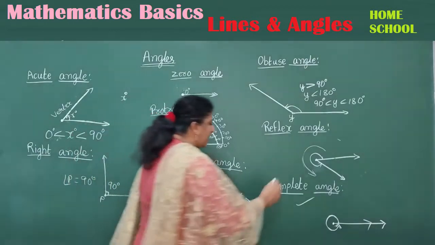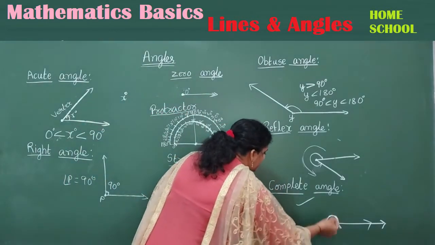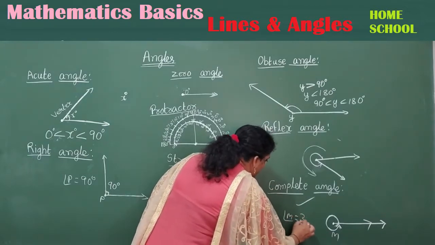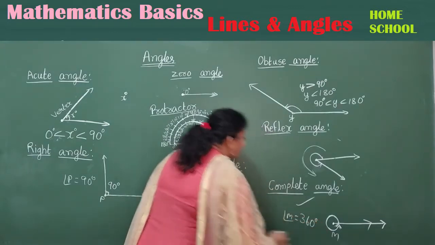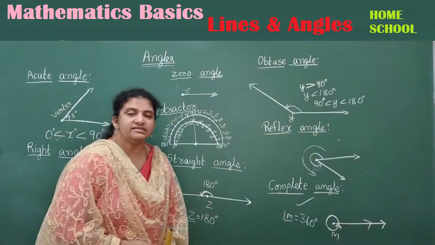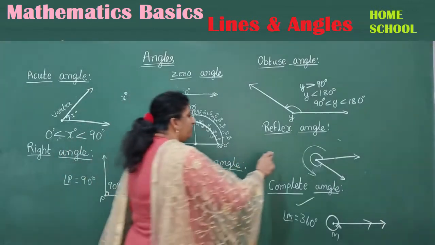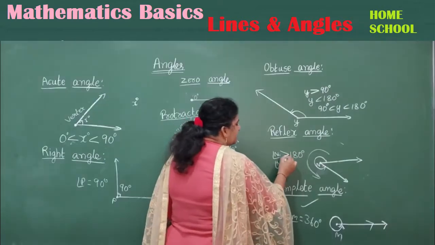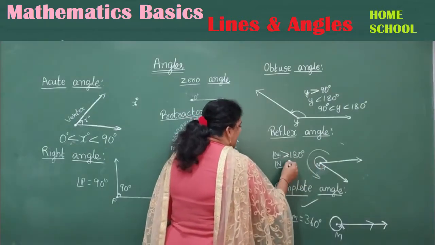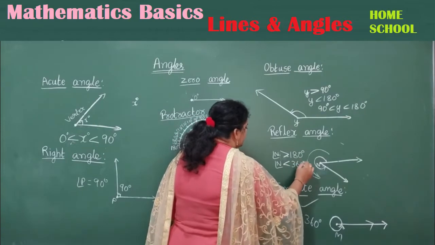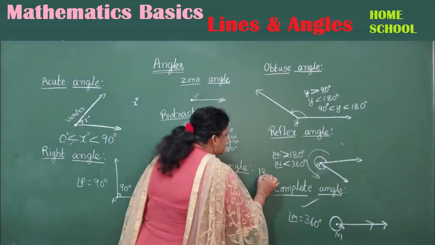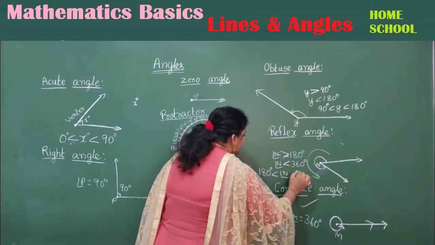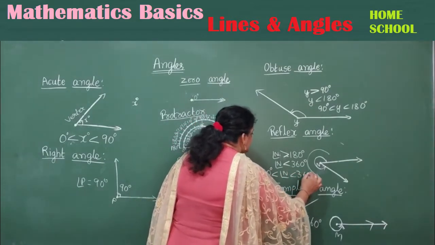What is a complete angle? What will it be, children? So let's take here M. Angle M is equal to 360 degree. Whereas this angle, let's take N. Angle N is greater than 180 and less than 360. How can I write this? 180 degree is less than angle N, less than 360 degree.